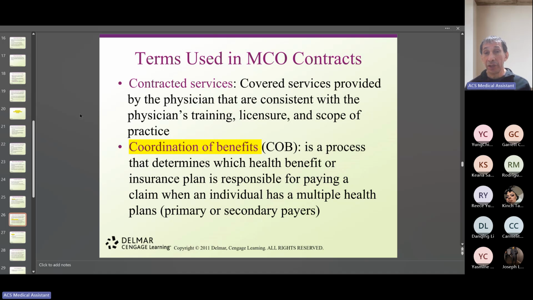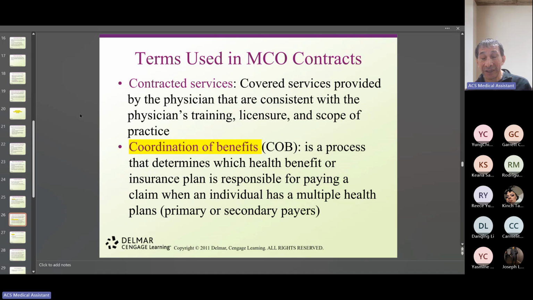Remember, there is only coordination of benefits when you have insurance. If you don't have insurance, that doesn't apply because you're going to pay from your pocket. You're going to pay cash. Whether you use debit card, credit card, check, money order, it doesn't matter. That's cash. You're not using an insurance company to reimburse the medical provider for the services that you receive.